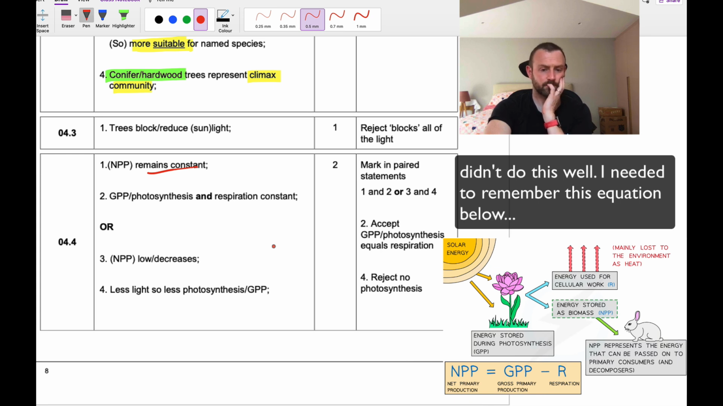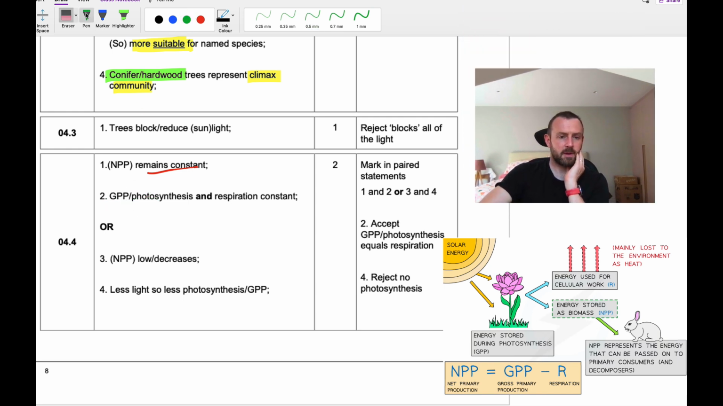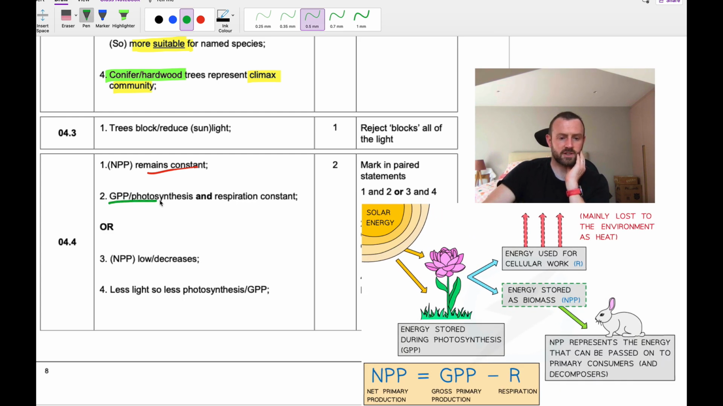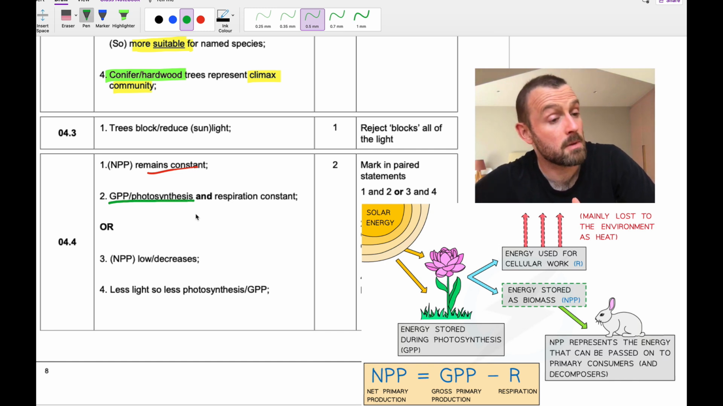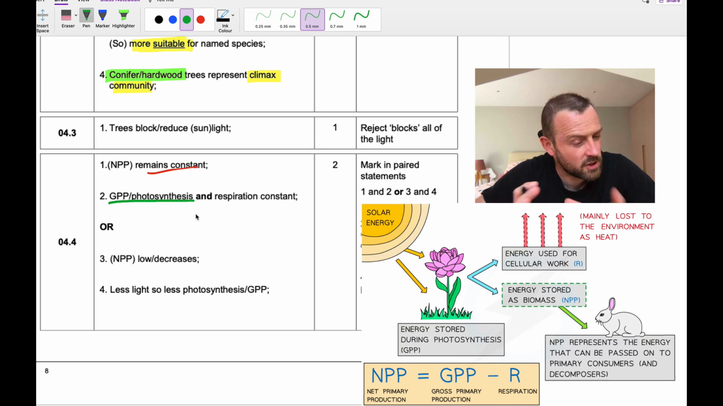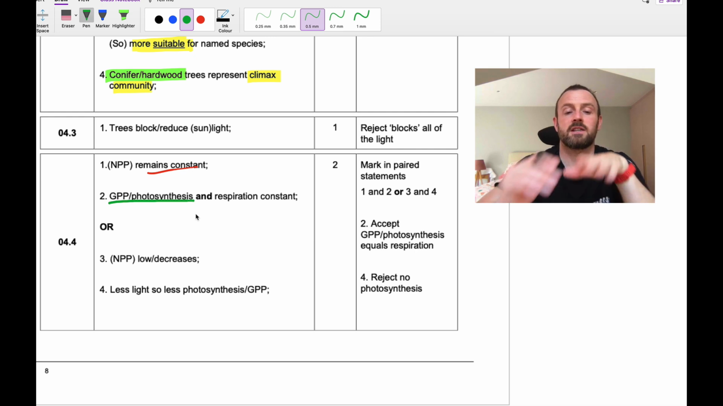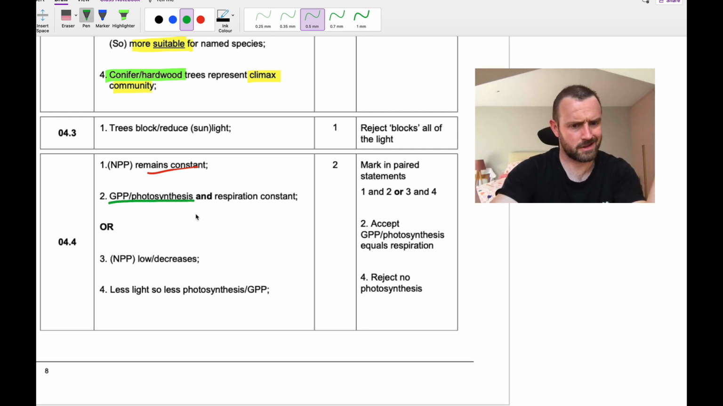What is the explanation? So gross primary productivity and respiration is constant. Oh yes, I remember this now. So these two terms are almost synonymous. So GPP is essentially equal to photosynthesis. GPP is your gross primary productivity, how much sugar is made, and it's by photosynthesis. So we can use those terms interchangeably in this question. So GPP or photosynthesis is balanced by respiration. So therefore it's constant.